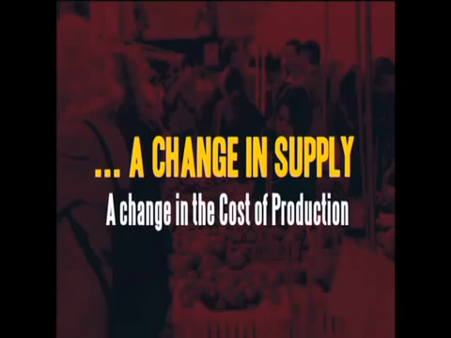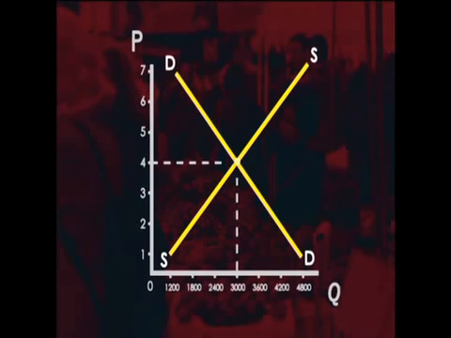So what about an increase in the cost of production? An increase in the cost of production causes a drop in supply. Well, if it's more expensive to produce, suppliers will cut back on their production. And this decrease in supply is reflected in a shift of the supply curve to the left.